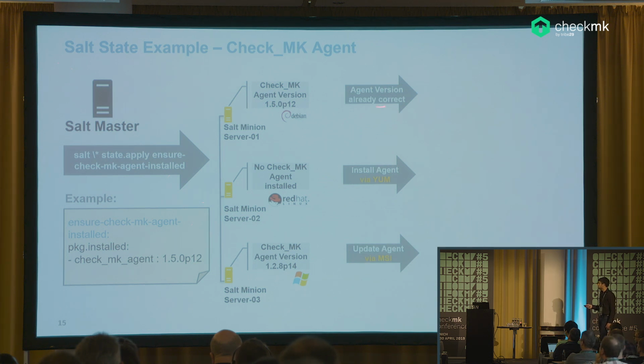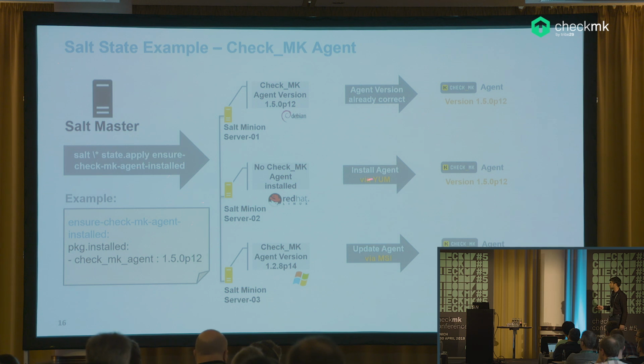So as soon as I apply the state, the first minion doesn't need any action, because it is already in the correct version. Salt sees that, does a simple connect, sees the version is fine, and does nothing. Here, in the second case, it installs the agent, because it sees it's missing. It's using yum, for example. It could also go directly through an RPM. Or under Windows, it's using the MSI to get the agent to the desired version.